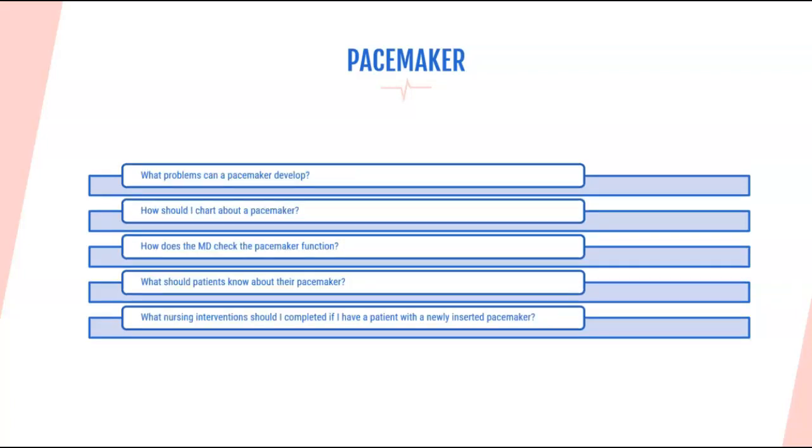What problems can a pacemaker develop? Undersensing can occur when the pacemaker doesn't sense the heart's own activity and acts as if the heart is not beating on its own, so the patient might experience extra beats. Oversensing can occur when the pacemaker is too sensitive and senses non-cardiac signals as heartbeats, so it fails to pace when it needs to.